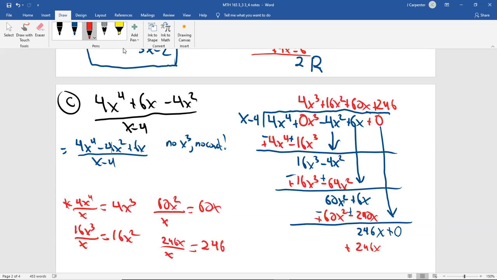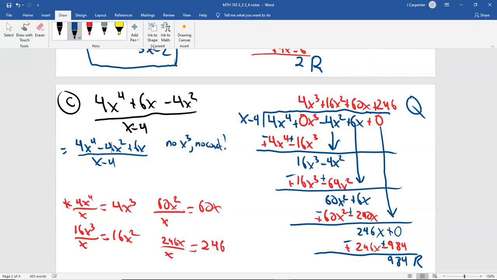246 times 4, 250, that'd be 1,000. We're going to subtract 16, so 984. But it's going to be negative 984. Draw the line, switch the signs. Negative, positive. Add and you get positive 984. There's nothing else to bring down. Our quotient doesn't have any more x's, so we know that's the remainder.